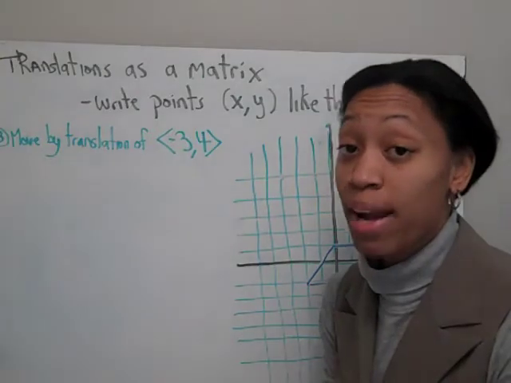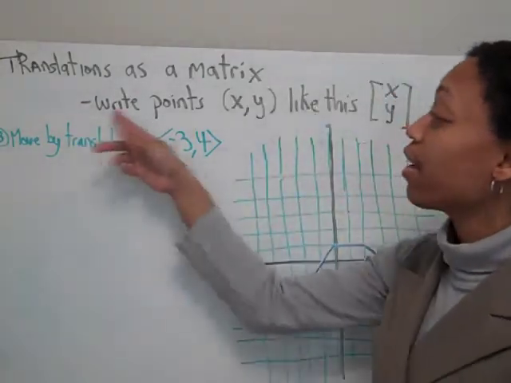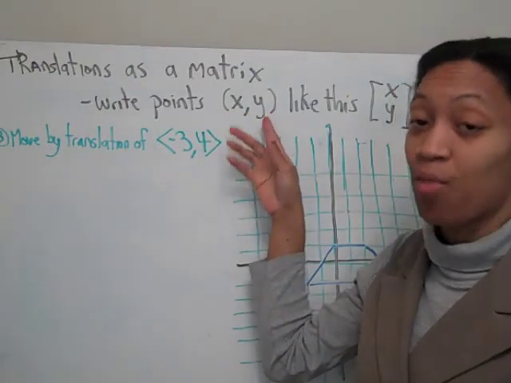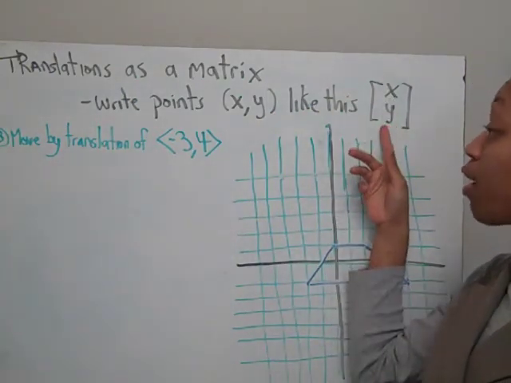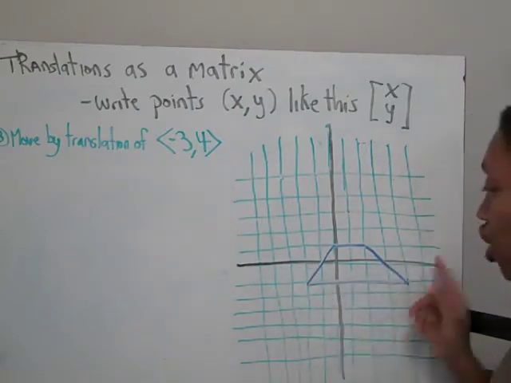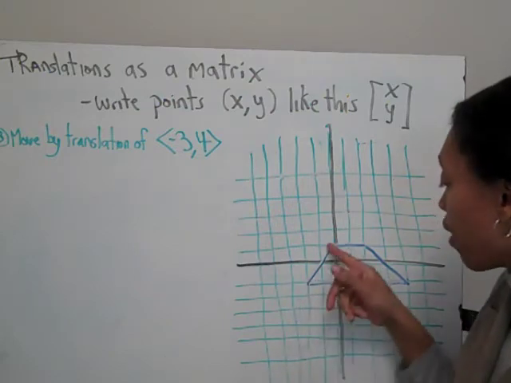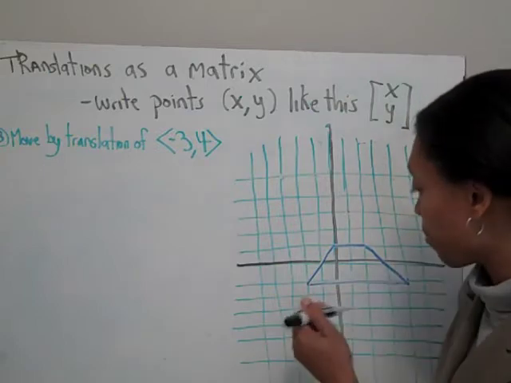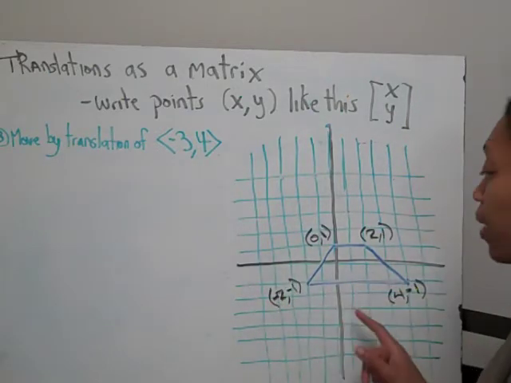Okay, you can also write translations as a matrix. So you can take the point that's written X, Y, and write it in a matrix like this by putting the X on top and the Y on bottom. So let's look at this shape right here. First, we need to find out where all of these points are that make up the vertices. So go ahead and count where each of the points is located.